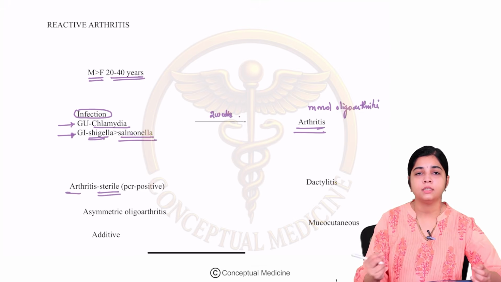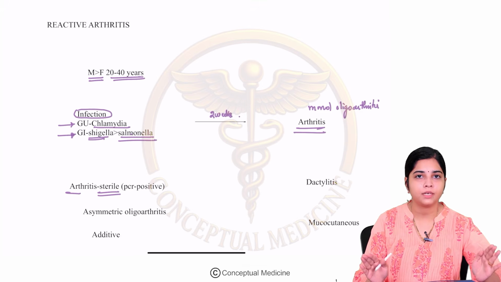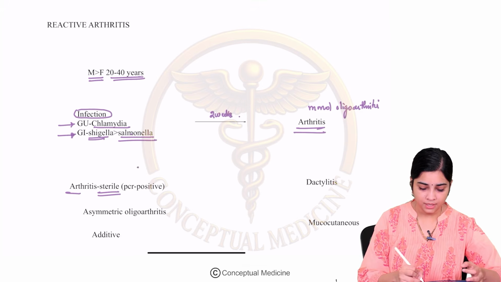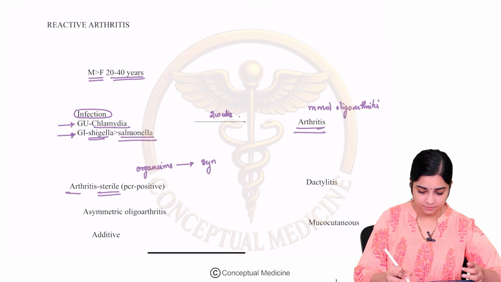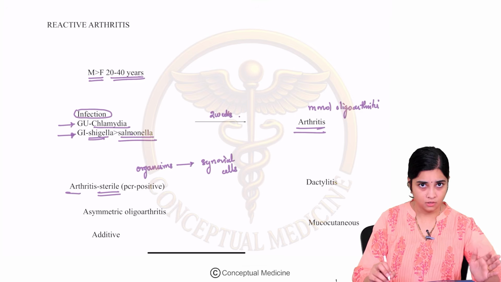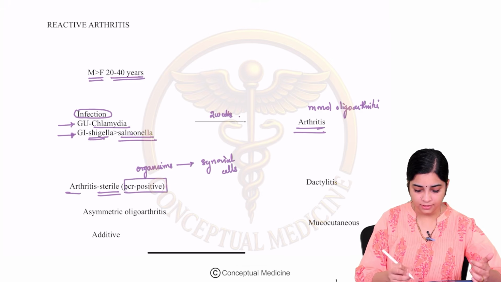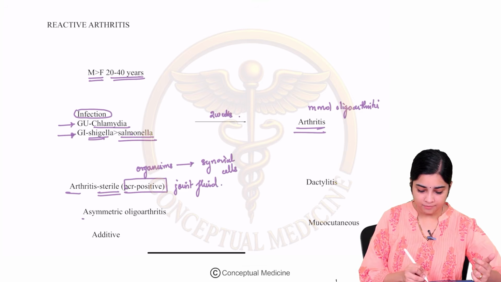If you take a joint aspiration and send it for a culture or a gram stain, you will not find evidence of any organisms. But these organisms go and lodge themselves within the cells of the synovium, the synovial cells. Hence, if you do a PCR on the joint fluid, you may find evidence of these organisms. Clear?